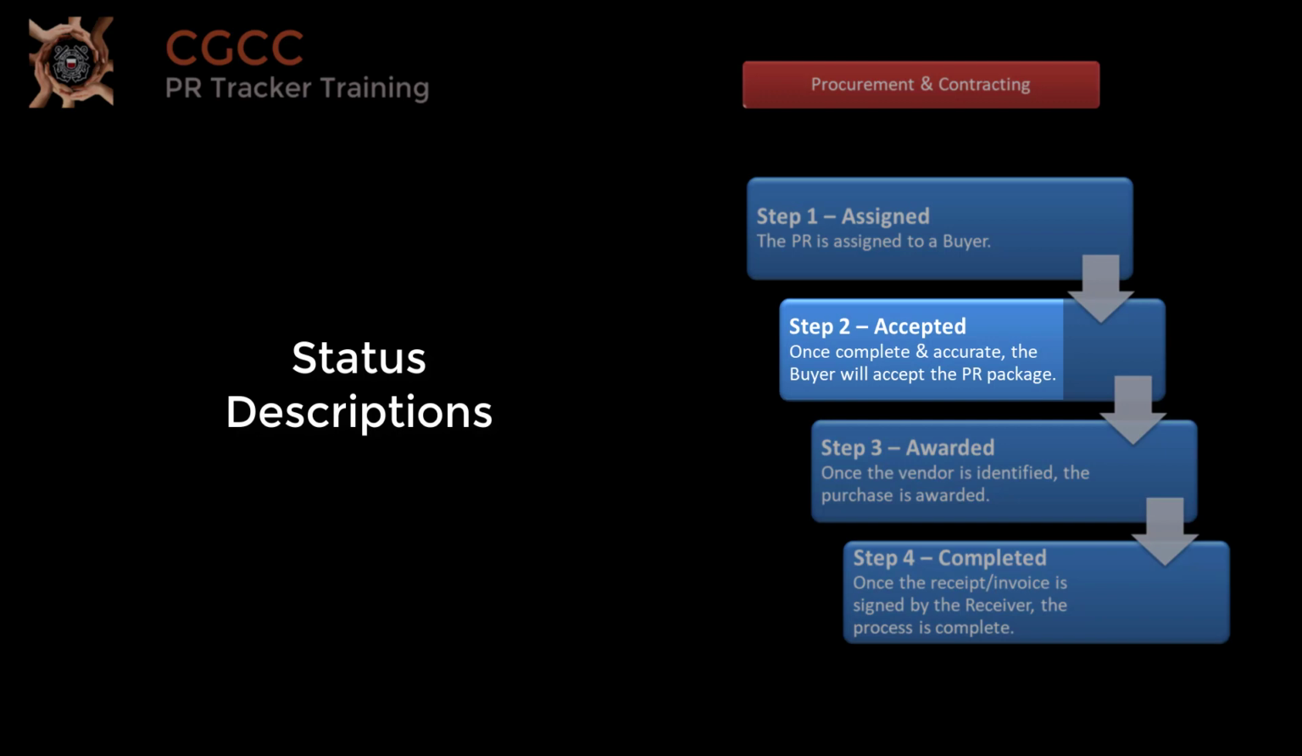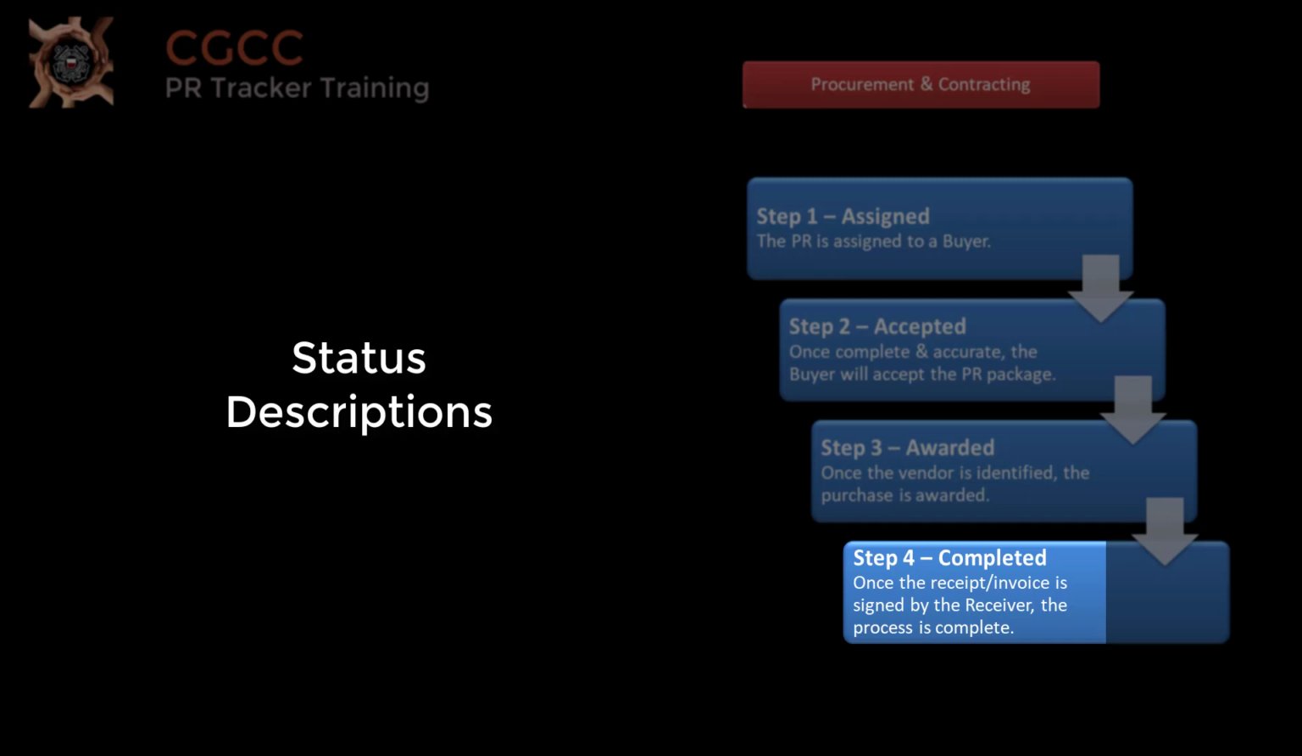Once the buyer accepts a complete and accurate package, it reaches the accepted status. The third status is awarded, which is once the vendor is identified and the purchase is awarded. And finally, it is complete once the buyer receives a signed receipt or invoice.